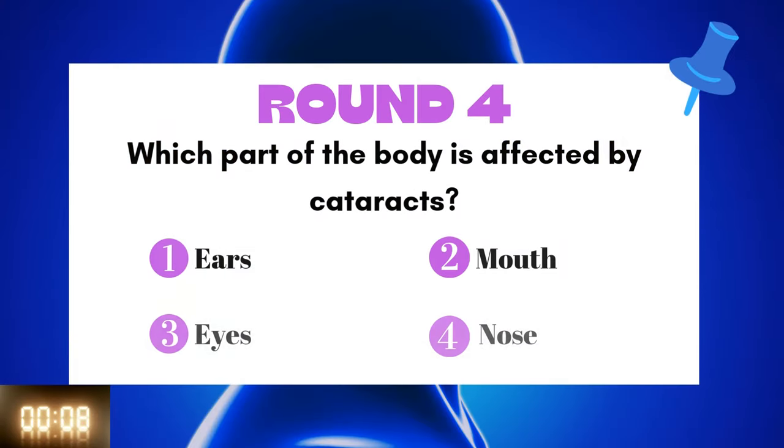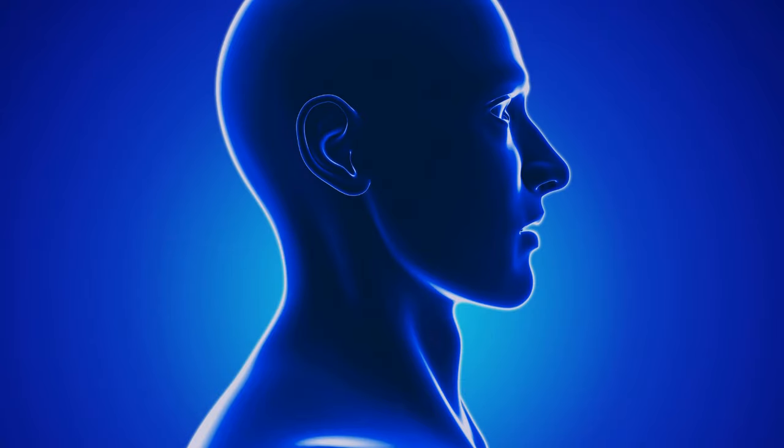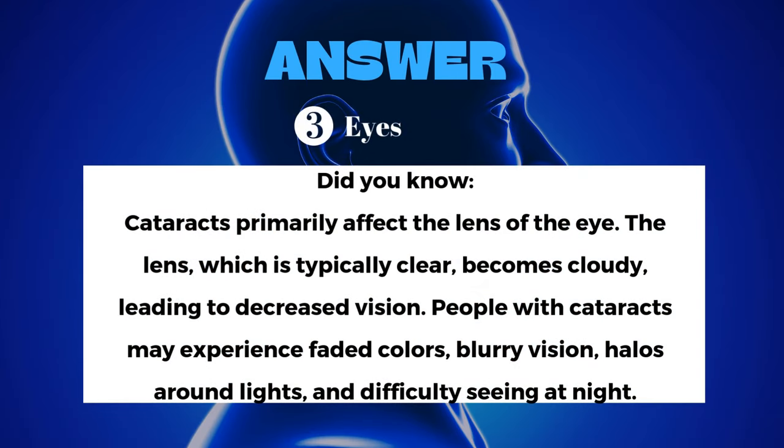Round 4. Which part of the body is affected by cataracts? The answer 3. Eyes.